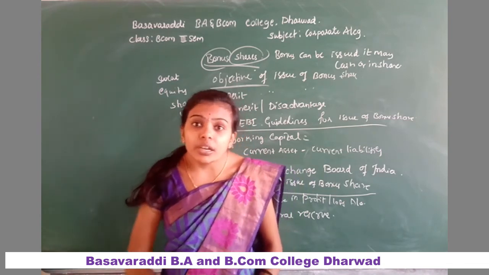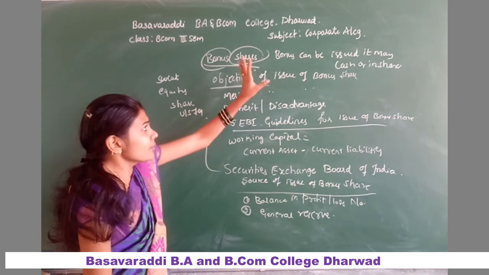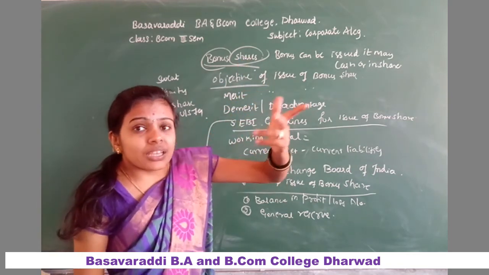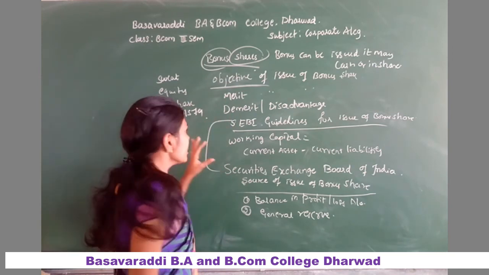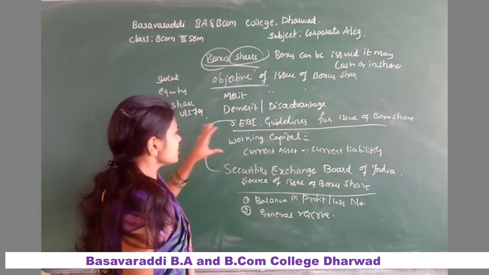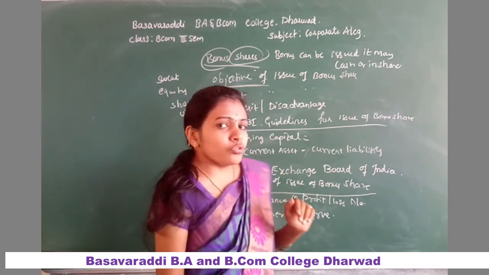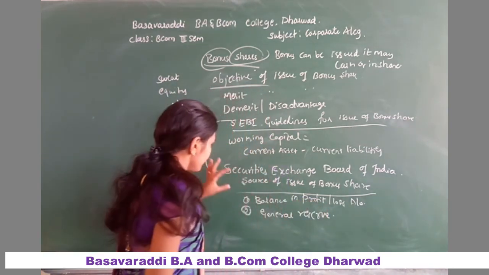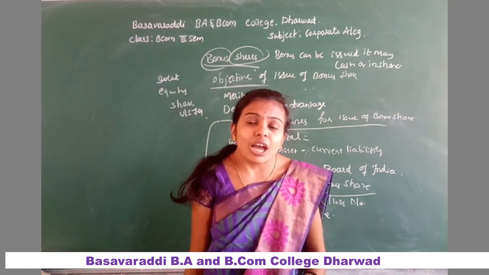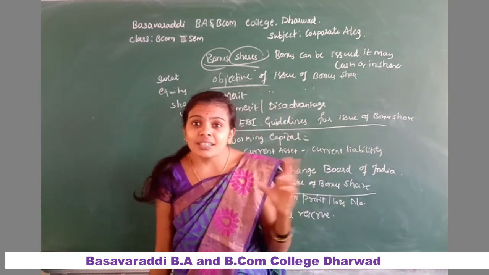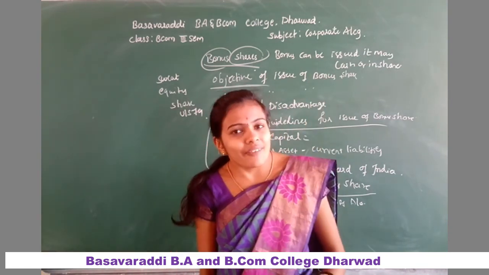I hope you understood the meaning of bonus shares, and that bonus can be issued in cash or shares, and then objectives, merits, demerits, and sweat equity shares. What are the guidelines under SEBI for issue of bonus shares, and sources of issue of bonus shares. Next class we will discuss what are the journal entries under bonus shares. Thank you. Have a nice day.